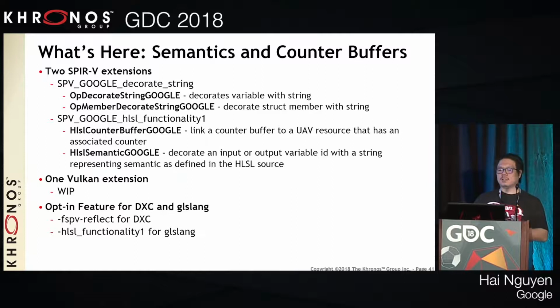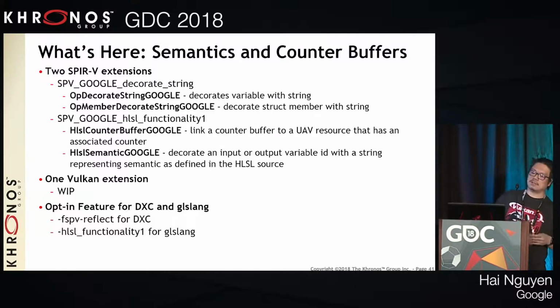So let's take a look at semantics and counter buffers. The DXC team, along with GLslang, worked on two extensions to make this happen. In order to decorate for semantics, we needed an opcode that permitted a decoration to a variable or to a struct member that could carry a string. And so OpDecorateStringGOOGLE and OpMemberDecorateStringGOOGLE were added. And once we had those, we could add the decorations themselves. The first one we added was HlslSemantic.